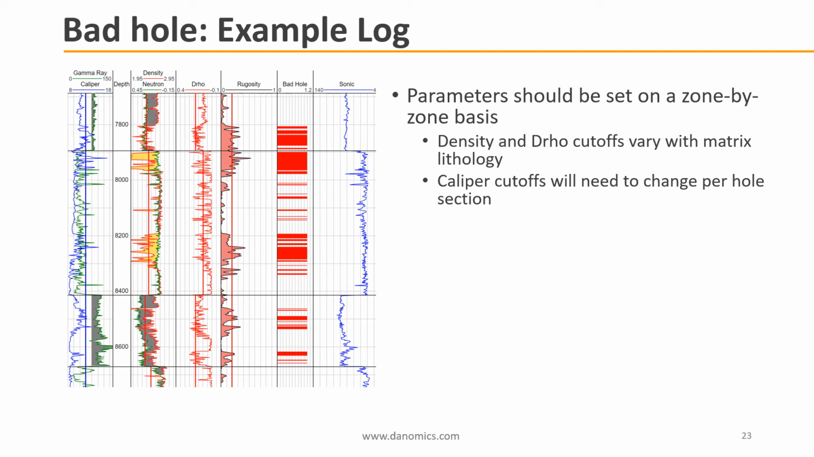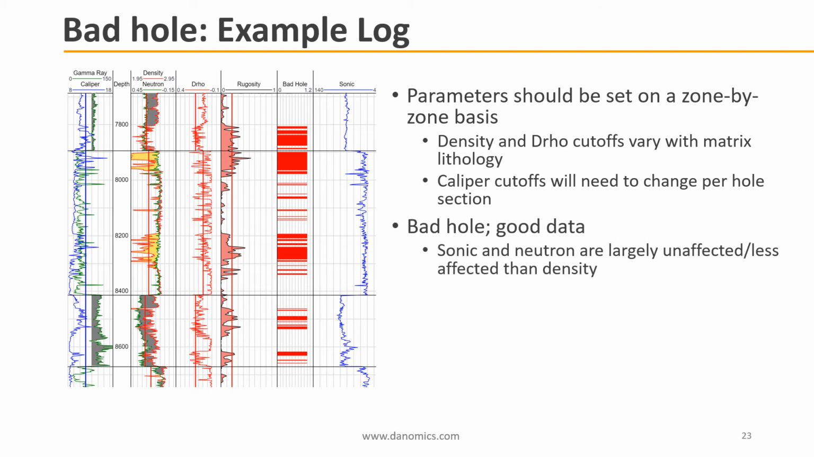When looking at caliper, we need to remember, what is the bit size? Was there a bit size change here that would set a different baseline for that? So we need to set these parameters on a zone by zone basis in many cases. And we need to evaluate what data is good and what data is erroneous.